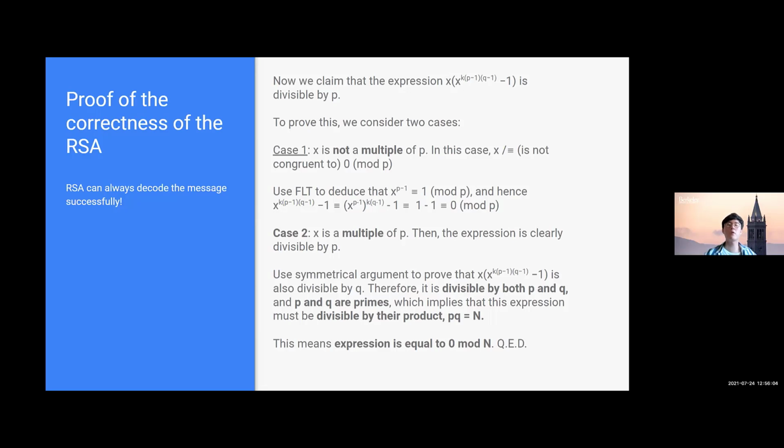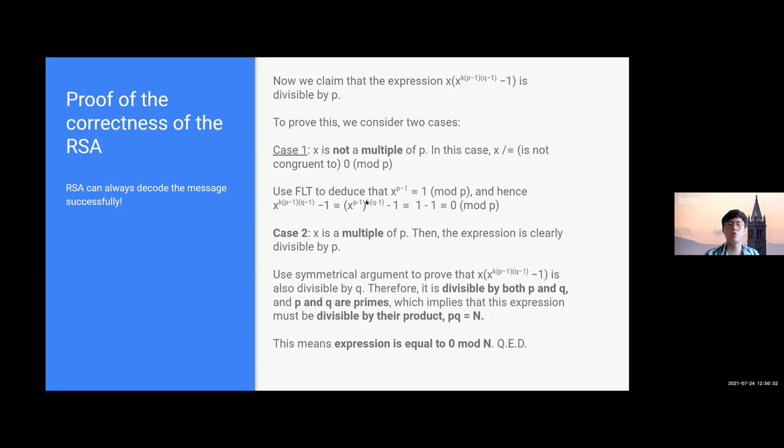But in the case where x is not a multiple of p, FLT is pretty useful. If x is not a multiple of p, you can use FLT to deduce that x to the p minus 1 is congruent to 1 mod p. So you can think of it like this: x to the k(p minus 1)(q minus 1), minus 1. You can just factorize this to be x to the p minus 1, which is 1 to the power of something, which is always 1. So you get the congruence.